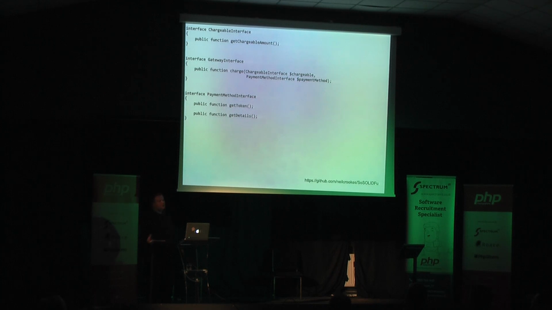What else? An amended order. It would implement get chargeable amount, which might be the difference between what the new order total would be minus the original order total. We've got a gateway interface with a charge method on there that accepts our chargeable interface rather than the basket that we introduced in that one above, and also a payment method interface in there.